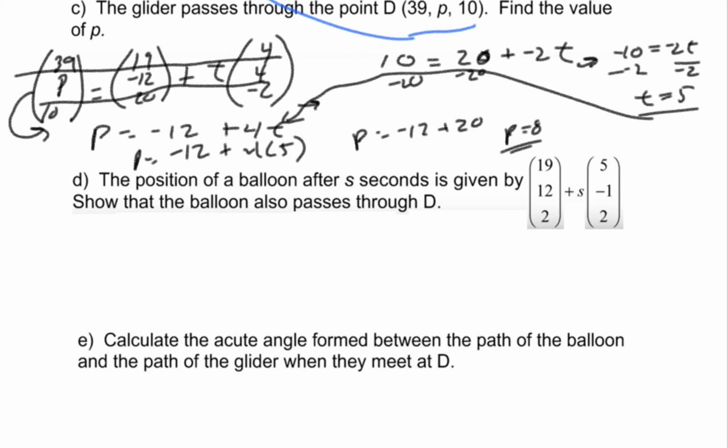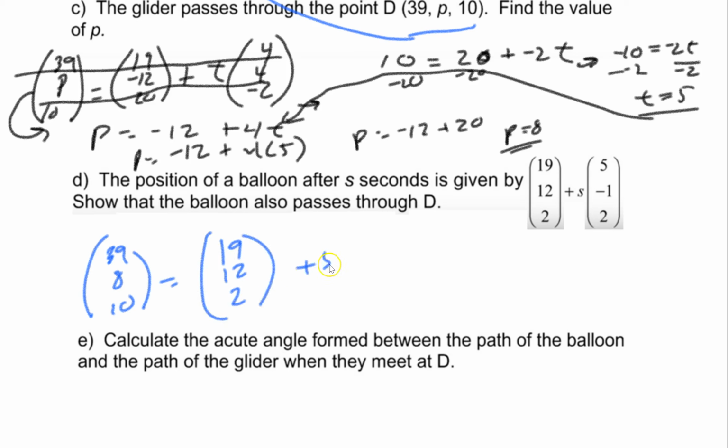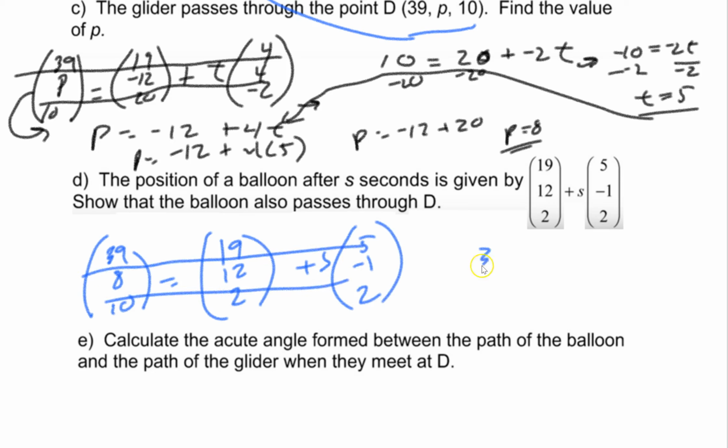Next part. The position of a balloon after s seconds is given by this. Show the balloon also passes through D. So same idea. We're just going to do the same thing. We're going to set it equal to D. So 39. I know what p is now. Then my new equation. Now all we gotta do here is show that when we separate it, s is the same thing for all of them. So I get 39 equals 19 plus 5s.